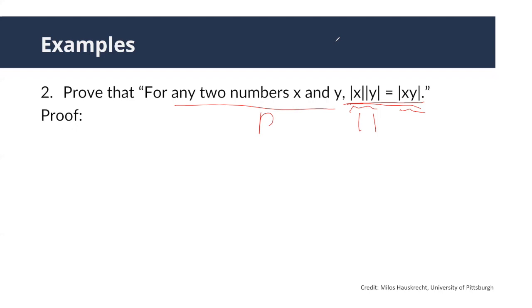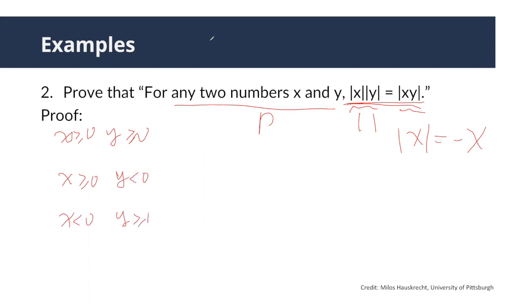Since there are two numbers, and each number can have two signs, either it's greater than or equal to 0 or it's less than 0. If it's less than 0, then the absolute value of x is equal to minus x. And therefore, there are 2 by 2, 4 cases. Both of them are non-negative. x is non-negative, y is negative. x is negative, y is non-negative. And last one, both of them are negative.